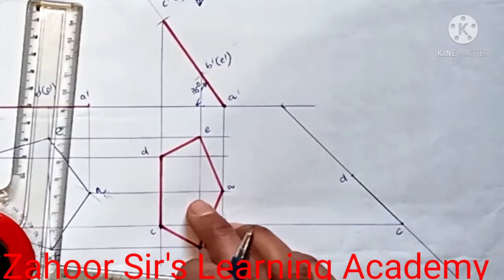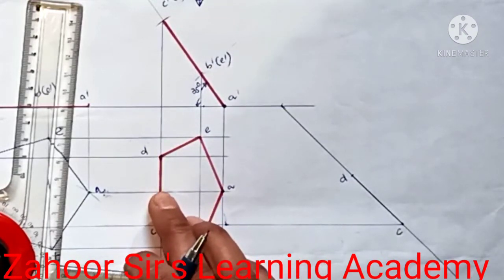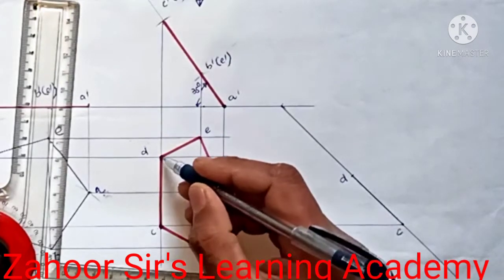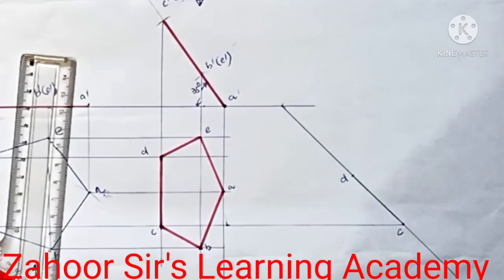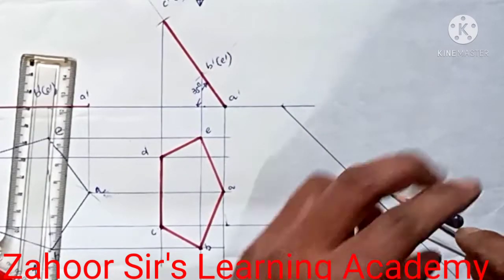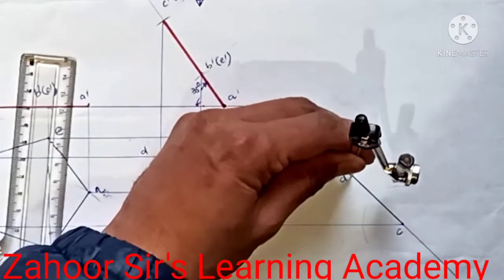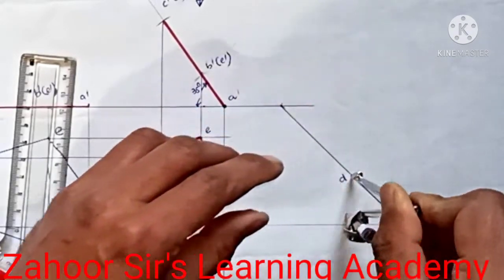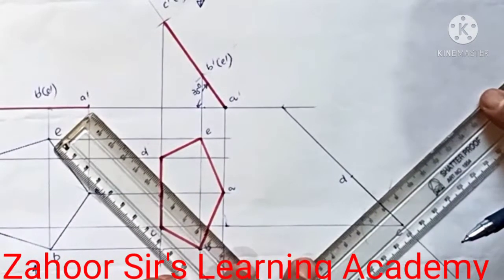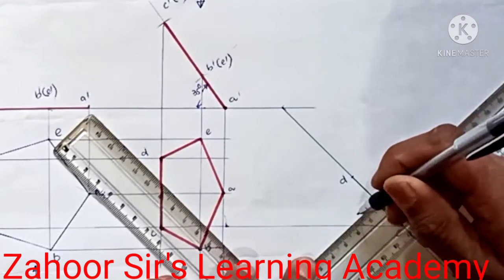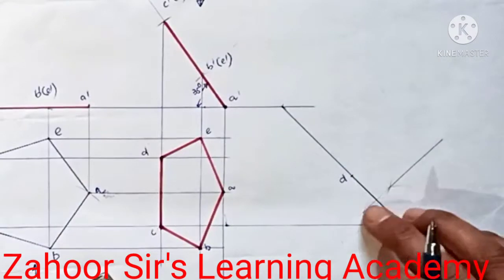Now we have to redraw this. How can we redraw this? It's very easy, my dear students. We need to find the center of this line, because the perpendicular bisects it. So I will take a compass and bisect this line CD. You can see this point is the bisector of the line. On the bisector I will draw a line.